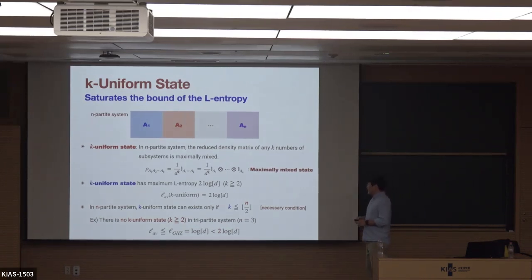Mathematicians tried, and you can easily calculate that the L entropy of the K-uniform state is 2 log D. It's a very simple calculation because the reduced density matrix is the identity, and the calculation is straightforward.